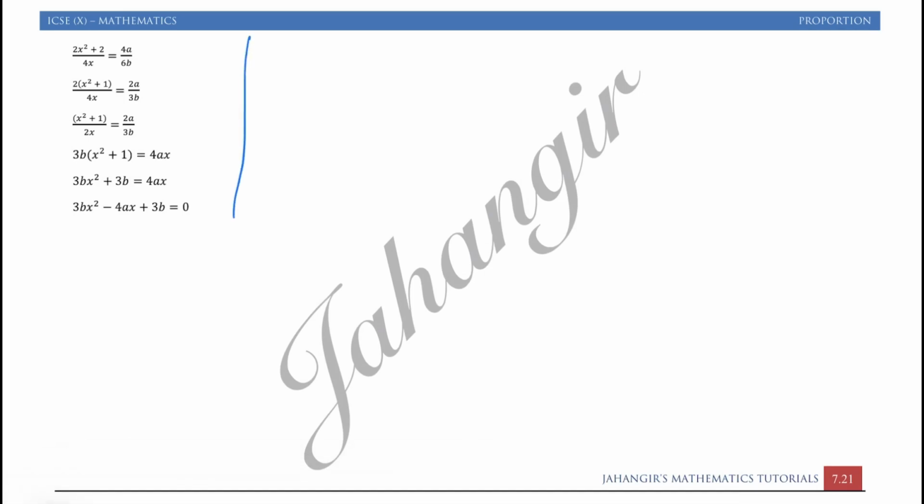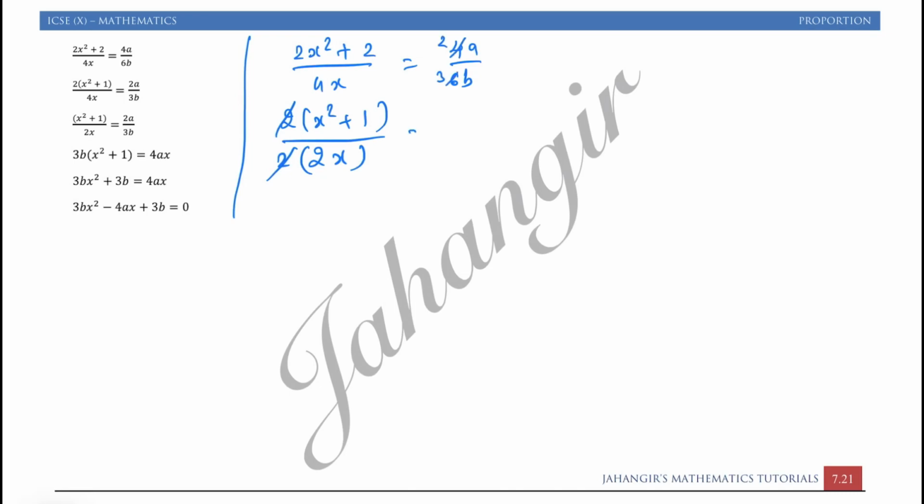Now whatever is left, let's write it down. X square plus x square was 2x square plus 2 upon 4x, that is equal to 2a plus 2a, 4a upon 6b. So we can take out 2 common, that is x square plus 1 upon 2x, 2 into 2x. So 2 will get cancelled. Here also I can cancel 2 and 3. So that is 2a upon 3b. Cross multiply: 3b into x square plus 1 is equal to 2 into 2, 4ax. Multiply: 3b x square plus 3b is equal to 4ax.